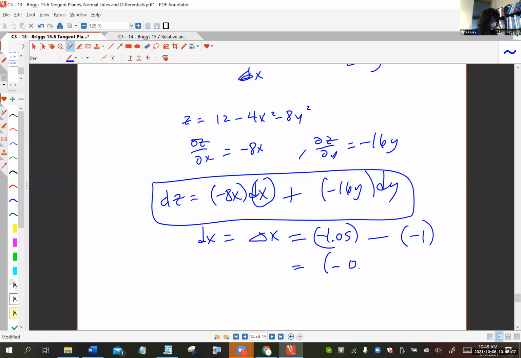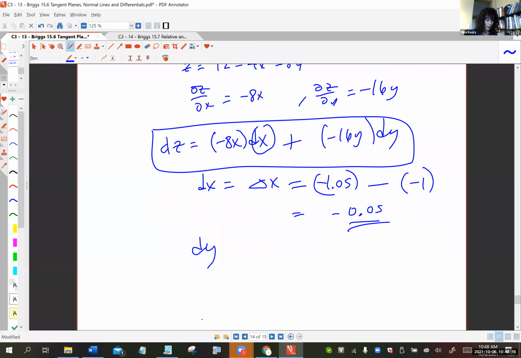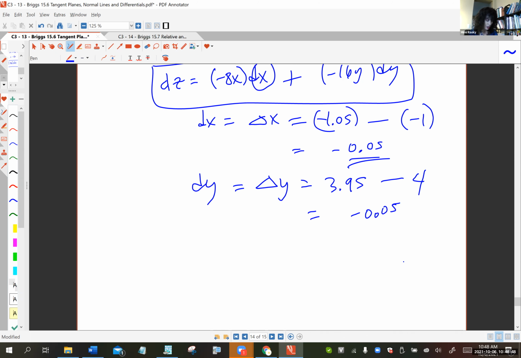I get -0.05, right? So say that. Don't need parentheses around that. Okay, now what about the dy part? Well, dy is the same as delta y, and that's where y stops, and y stops at 3.95 minus the starting point's y coordinate, which is 4. So what is 3.95 minus 4? I think that's also going to be negative, isn't it? Negative 0.05. Looks like dx and dy are the same. Does that always happen? No. But we have it here.